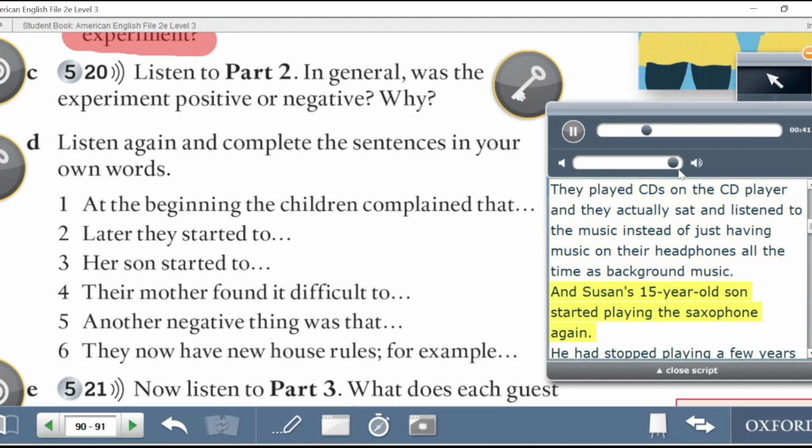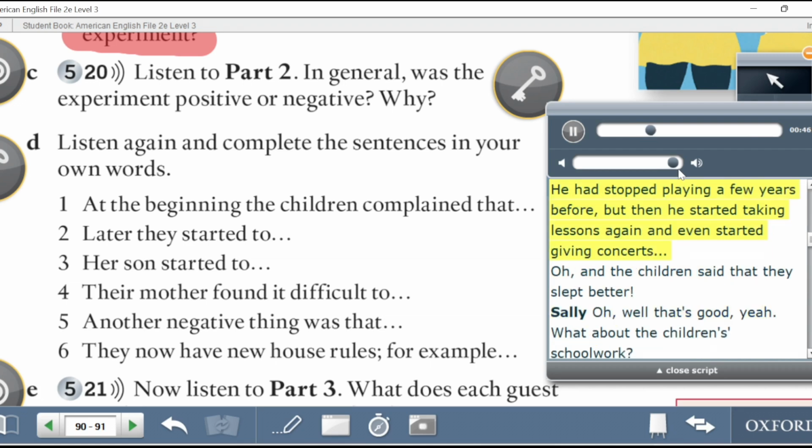And Susan's 15-year-old son started playing the saxophone again. He'd stopped playing a few years before, but then he started taking lessons again and even started giving concerts. Oh, and the children said that they slept better. Oh, well, that's good, yeah.